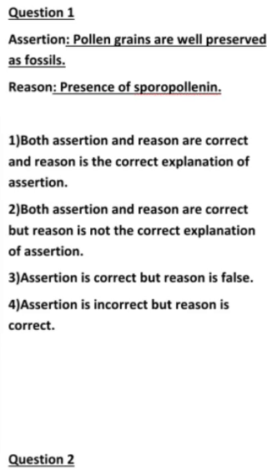First, assertion: the pollen grains are well preserved as fossils. Reason: presence of sporopollenin. So it is written in the NCERT, page number 23, that the hard outer layer called the exine is made up of sporopollenin, which is one of the most resistant organic material known. It can withstand high temperatures and strong acids and alkali. No enzyme that degrades sporopollenin is so far known. So therefore the assertion and reason are correct, and reason is the correct explanation of assertion.